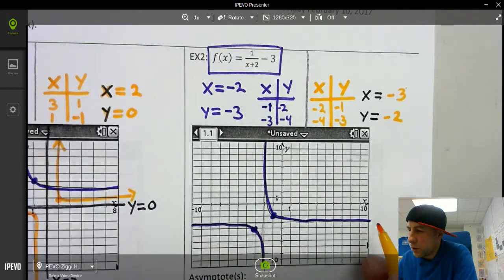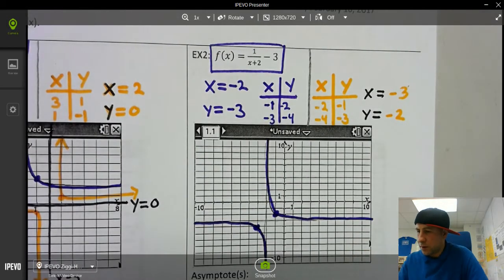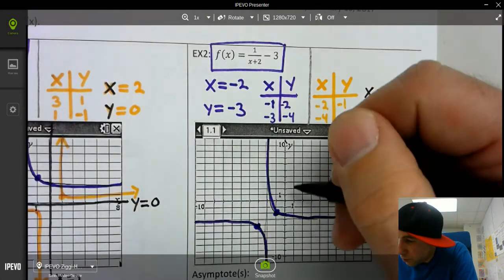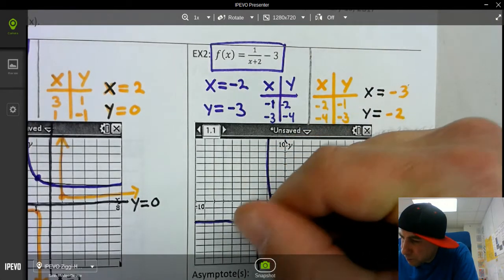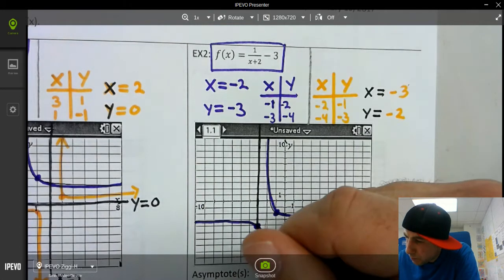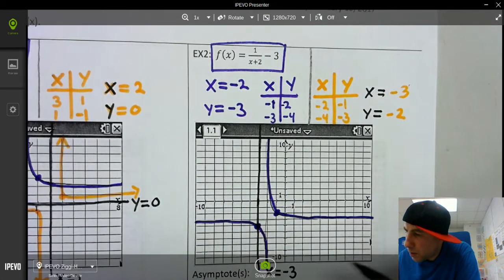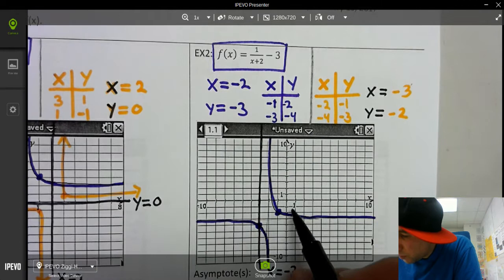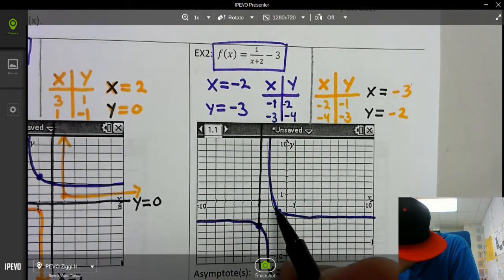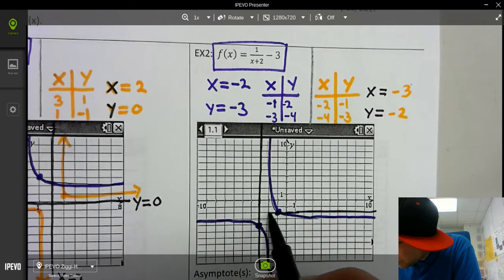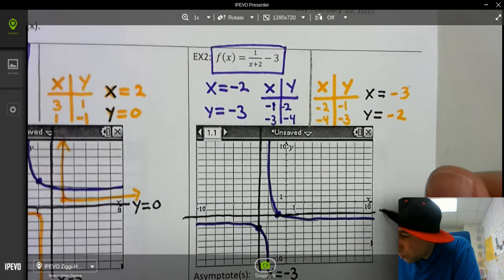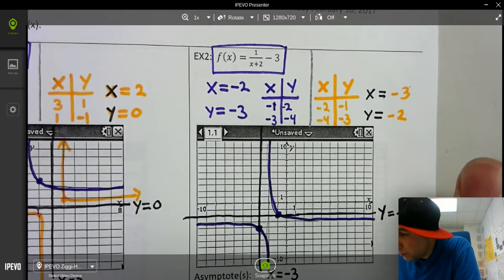So x equals negative 3. So 1, 2, let's see, negative 1, 2, 3. And y equals negative 2. So 1, 2. So y equals negative 2.